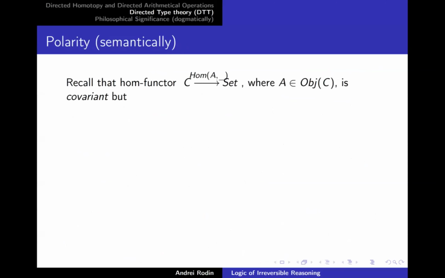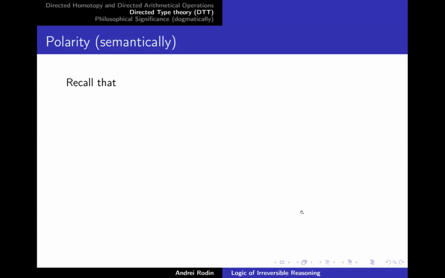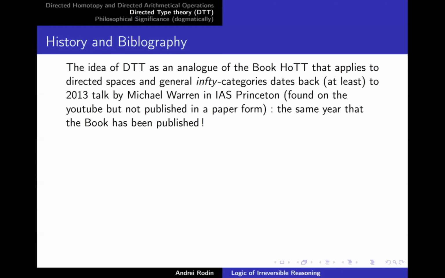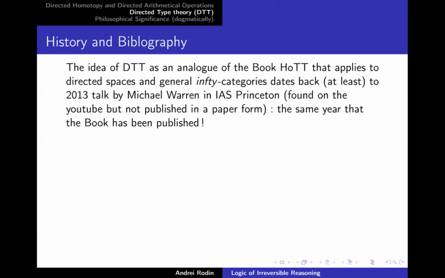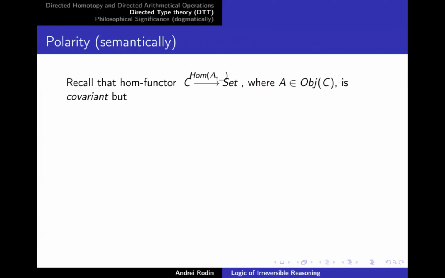And here it's interesting that it's going to be a little bit about modalities. Just the general idea again: we are going to interpret types as spaces, but this time directed spaces, with directed homotopy theory, and higher groupoids are going to be replaced by higher categories, and identity types, including higher identity types, are called hom types, like hom sets, right? So we have just sets of morphisms instead.